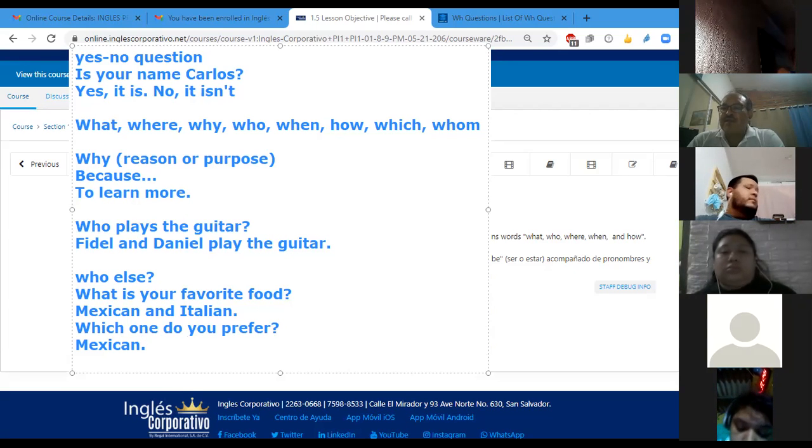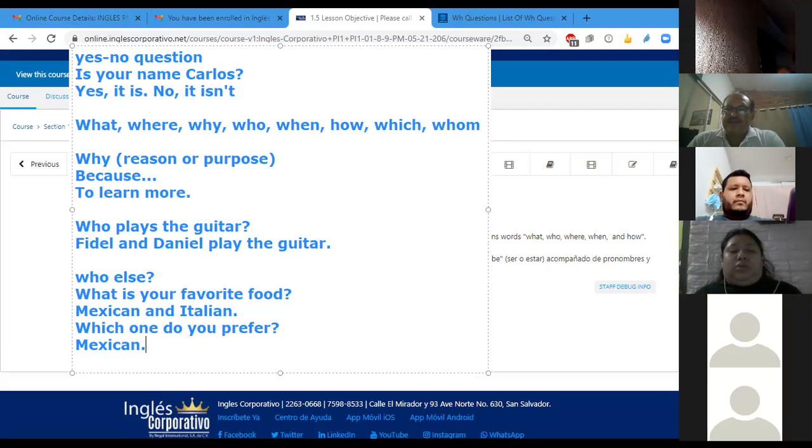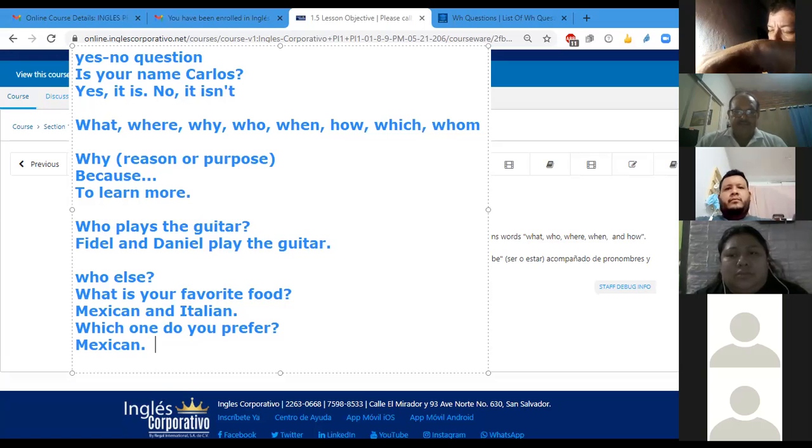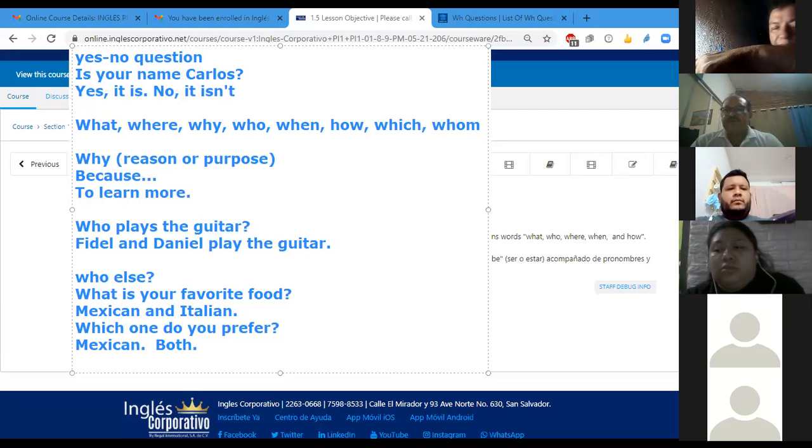What is general. What languages do you speak? I speak English and I speak Spanish. Okay. Which one do you speak better? ¿Cuál habla mejor? Or which one do you speak more fluently? Okay, you can say both, ambos, right? It can be both. Which one do you prefer? Both.